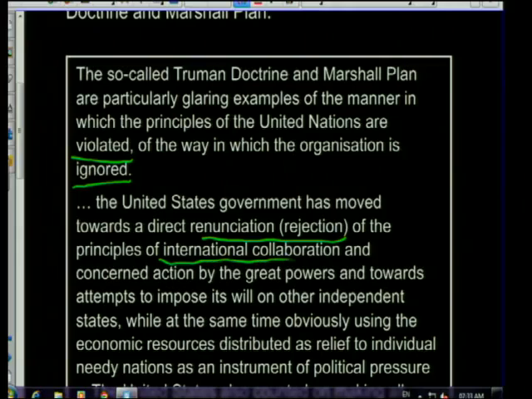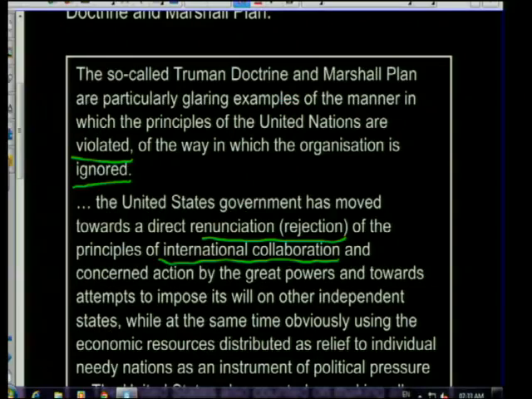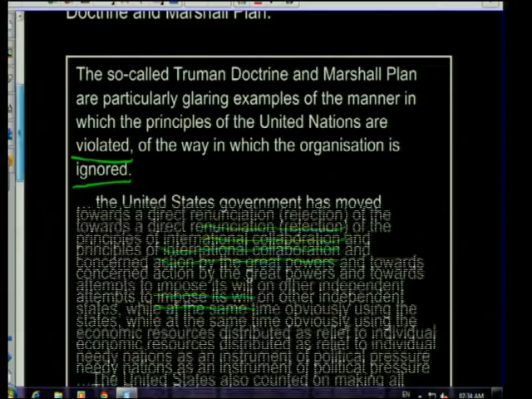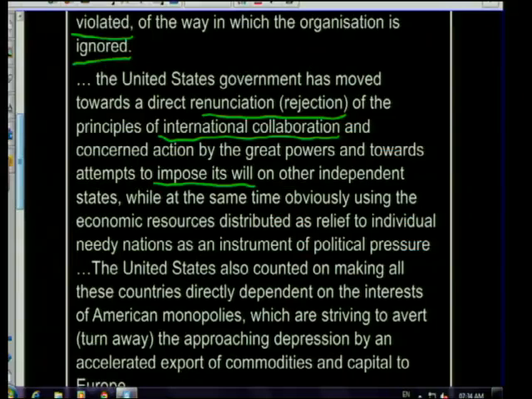So you can already see that the Russians are blaming the United States of not wanting to work together, to collaborate with other people, and concerted action by the great powers and towards attempts to impose its will. That is another criticism, that the United States is trying to impose its will. Now remember that the main focus question is who was to blame for the Cold War. And the Russians claim that the United States is imposing its will on other independent states, that these countries are independent, but they're just imposing their will.